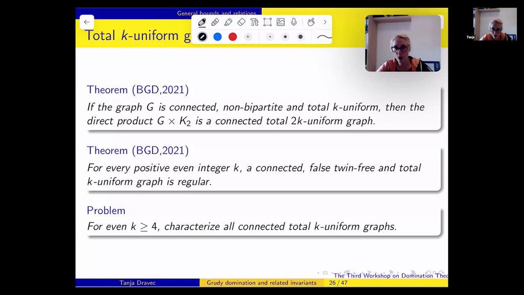So my first problem here is, can you find a characterization of all connected total k-uniform graphs? Of course, you can consider just regular graphs. Or even it would be already interesting to get a characterization of all total 4-uniform graphs. Such a characterization is known, of course, for bipartite graphs. So what remains is to somehow consider non-bipartite cases.